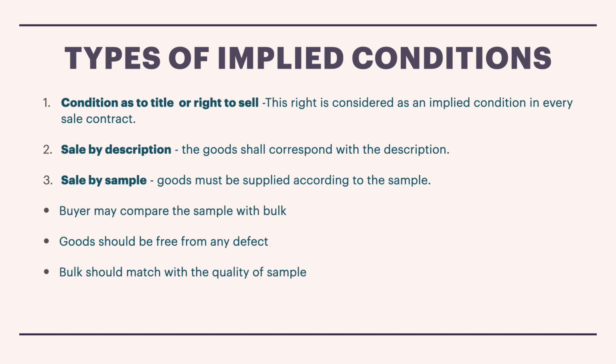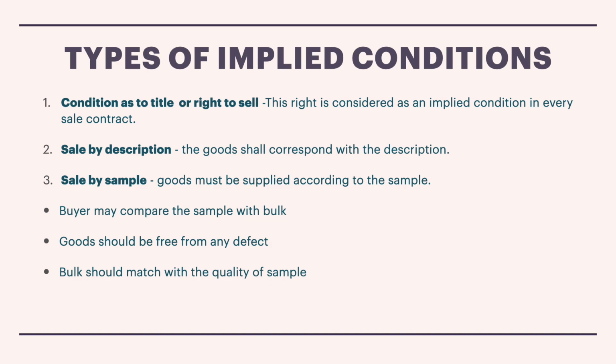Second, sale by description. The goods shall correspond with the description. If the supplier or the seller has described the goods, this is the type of good, this will be the color, size, quantity, etc., then based on whatever is described, the goods shall match. That is called sale by description. I'm going to describe the type of goods I'm selling, and the goods which I sell to you must match the description.